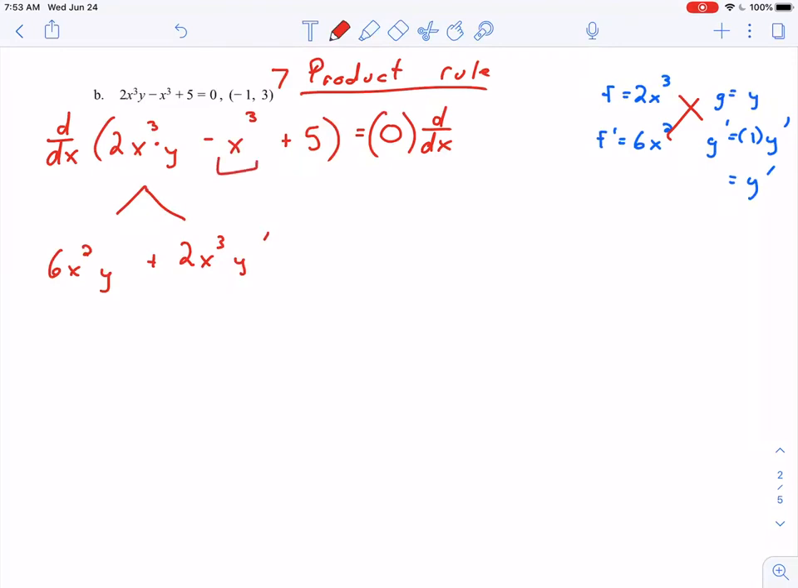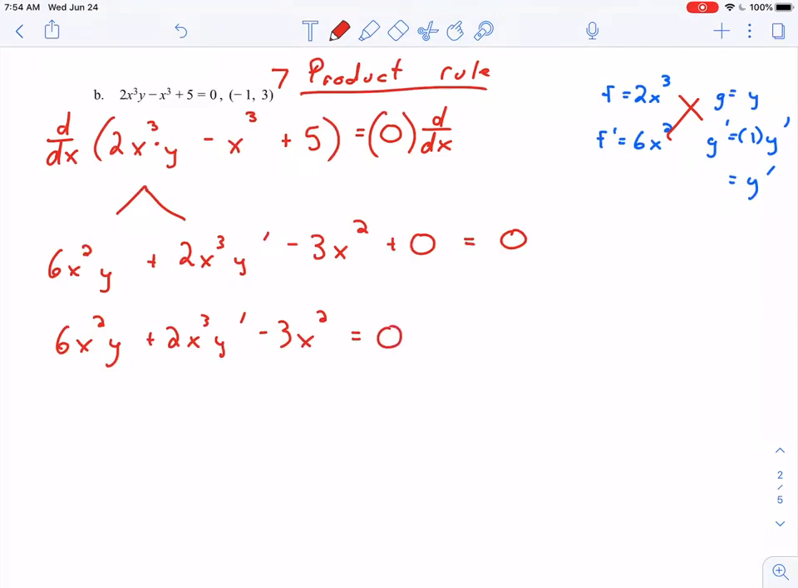Derivative of negative x cubed, there is no y, so I take the derivative like I normally would. That should be minus 3x squared. Derivative of 5, that is just a constant, so I'm going to write plus 0 there. You don't have to write plus 0, but I just want to show what's happening to every single term. And then on the other side of my equation, derivative of 0, well, that's just 0. So I have 6x squared y plus 2x cubed y prime minus 3x squared is equal to 0.